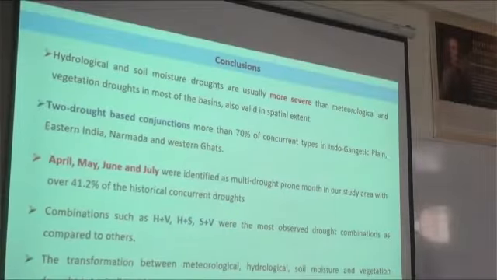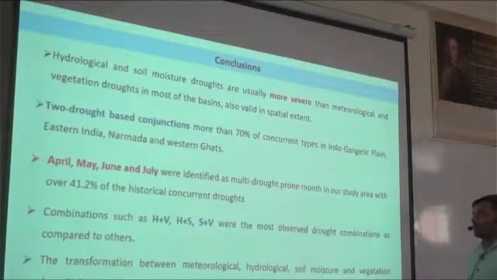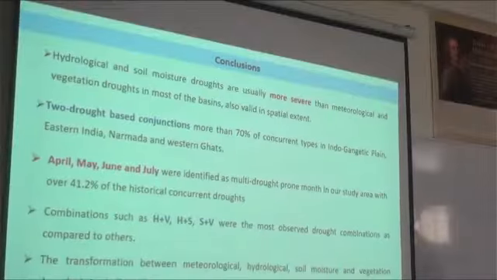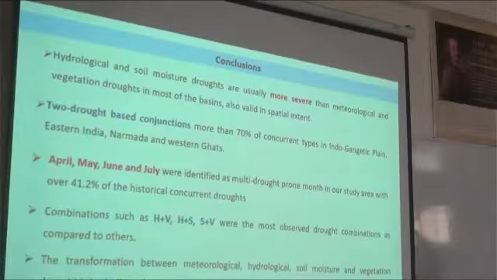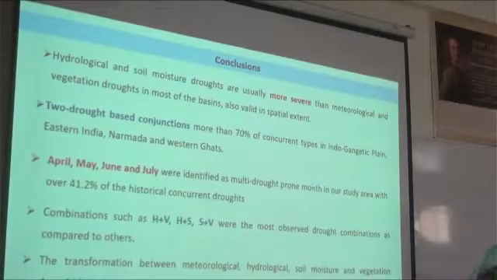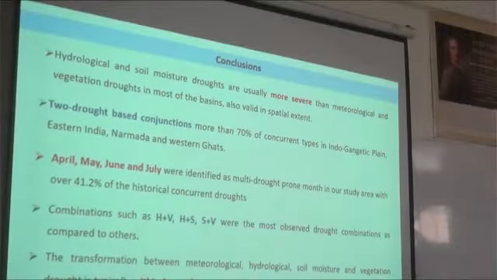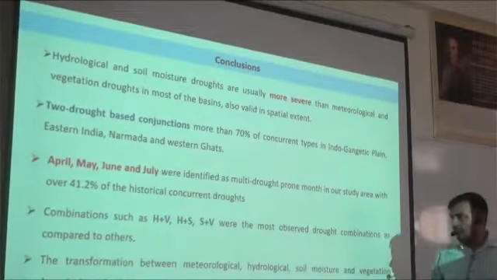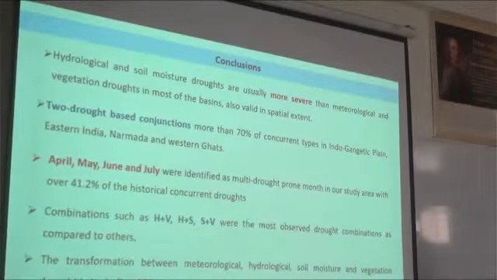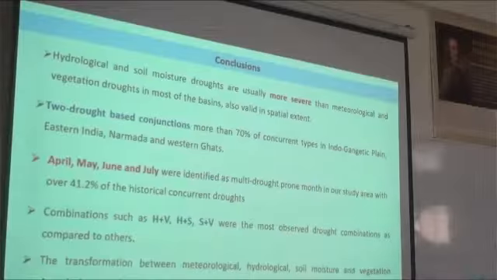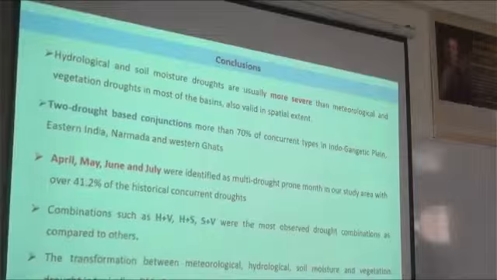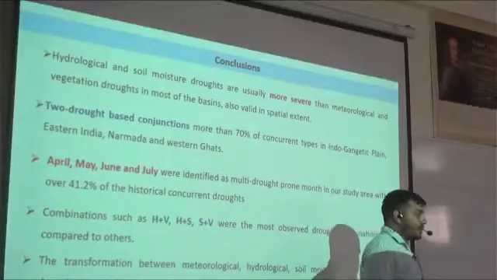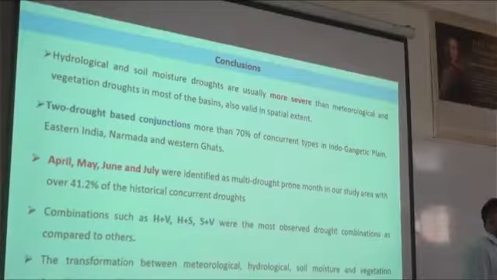Then third, April, May, June, July are identified as multi drought prone months across India. Combinations like hydrological plus vegetation, hydrological plus soil moisture, or soil moisture plus vegetation are the most observed drought combinations as compared to others. And the evolution process of different types of drought typically takes place within 1 month itself. So we must go for weekly or bi-weekly studies, so that we can have a better idea of the drought transformation, how it is happening across different days. So this is all about univariate analysis of drought.